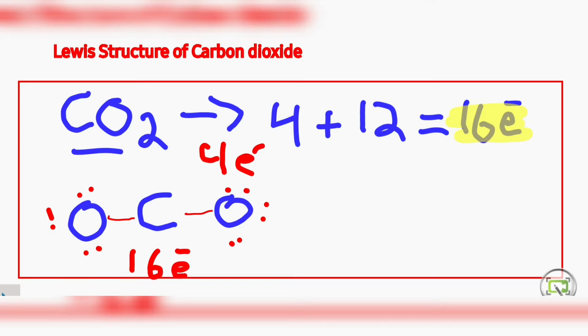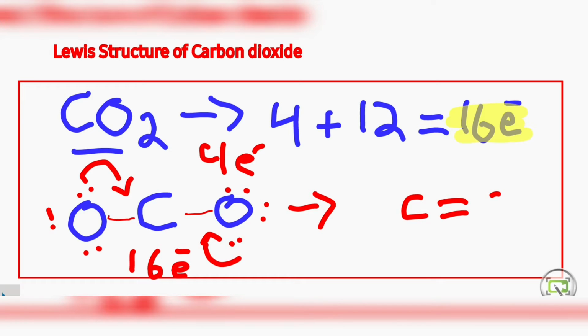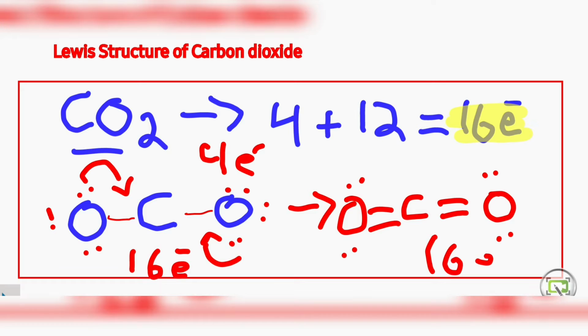But one problem is the octet of carbon is not complete. So we will take one step. We have to move one lone pair of each oxygen as a bonding pair. So this will be the structure. Carbon will make 4 bonds and there will be 2 lone pairs on each oxygen. So now you can see that the octet is complete, as well as all electrons are accommodated. You can see 16 electrons are now accommodated.